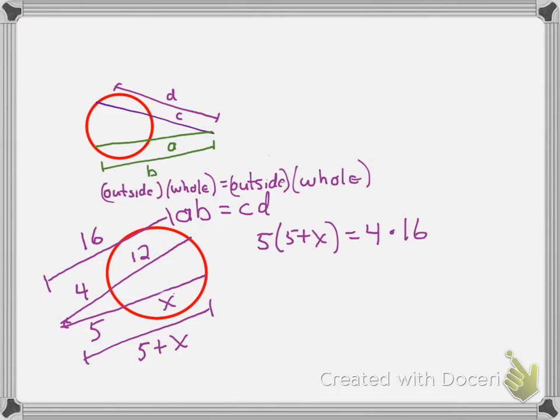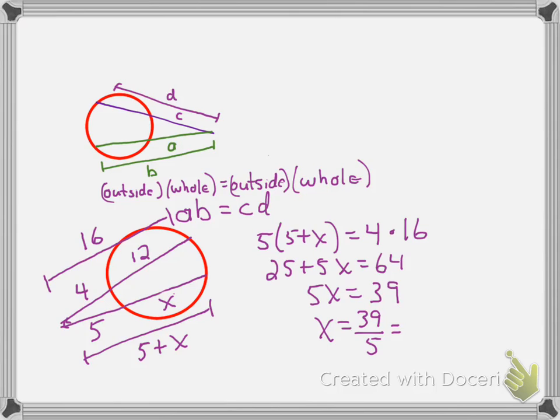From that point, we just do a little algebra, distribute, that's 25 plus 5x equals 64. 5x then will equal 64 minus 25, which is 39. And x will be 39 over 5. Now, this one actually would come out as an exact decimal. This would come out to be 7.8. If the decimal is exact, that's fine, but don't round off. It's better to leave it as a fraction than to give a rounded off answer for the decimal, unless the problem asks you to round to the nearest, say, tenth.